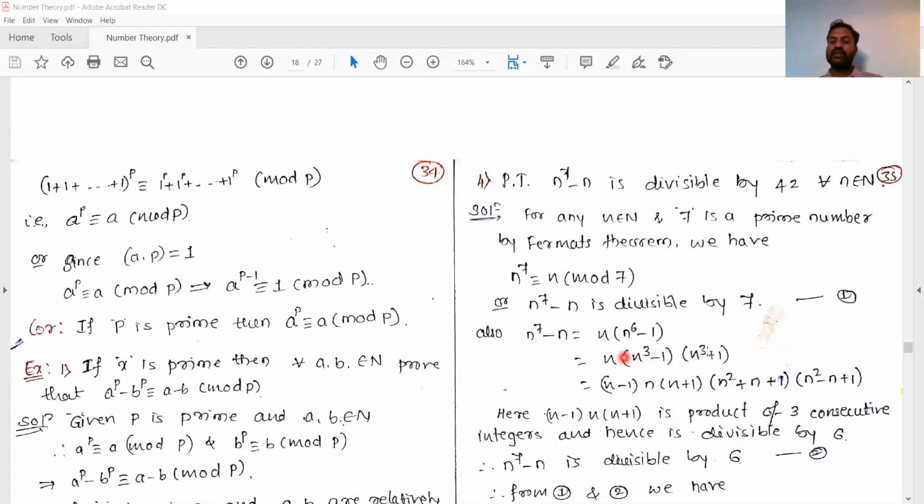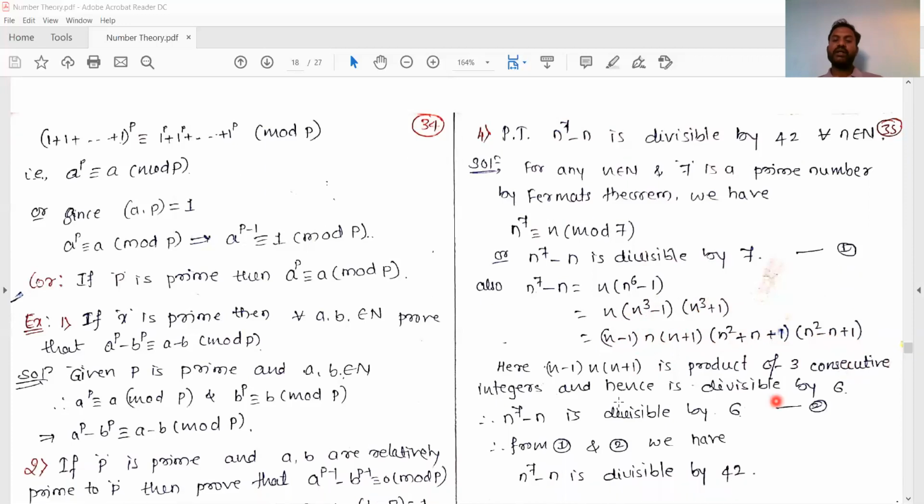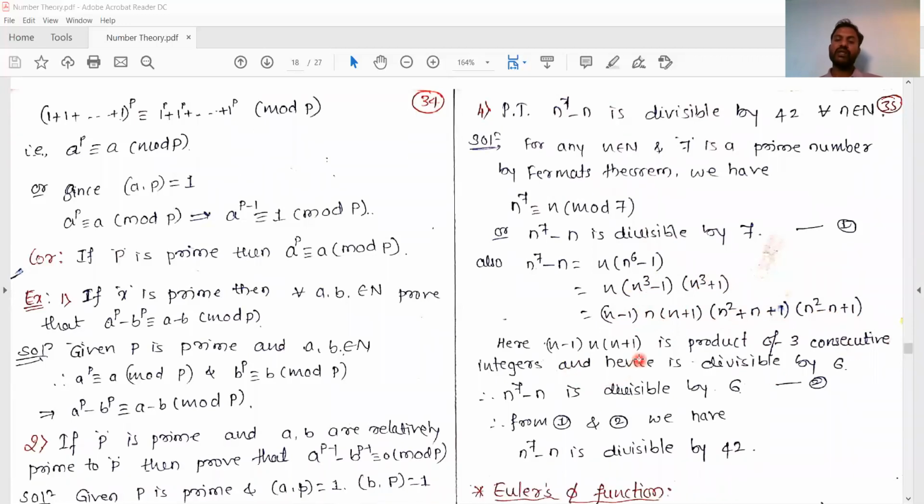So you are getting here, this term is equal to n minus 1, n into n plus 1, n square plus n plus 1, n square minus n plus 1. Here n minus 1, n and n plus 1 is a product of 3 consecutive integers. It is a product of 3 consecutive integers, hence it is divisible by 3 factorial, that is 6. So as this term is a multiple of 6, the entire term is divisible by 6 itself. Therefore, n raised to 7 minus n is divisible by 6.